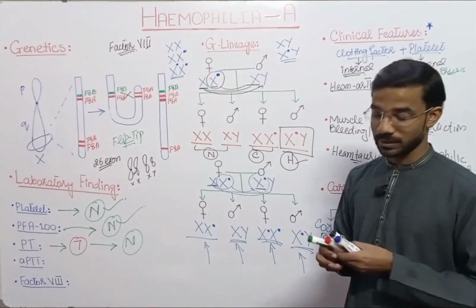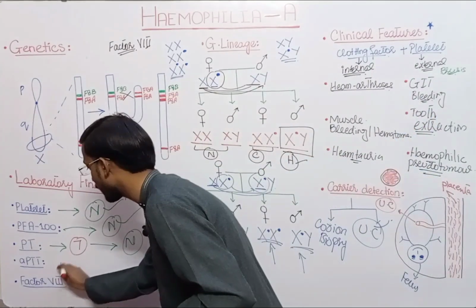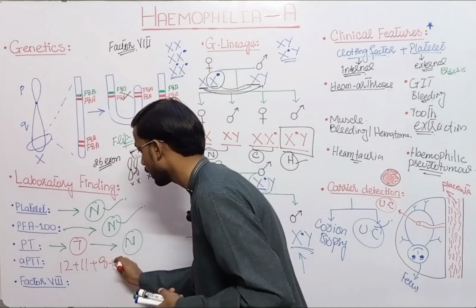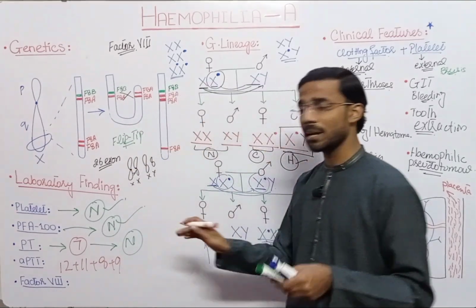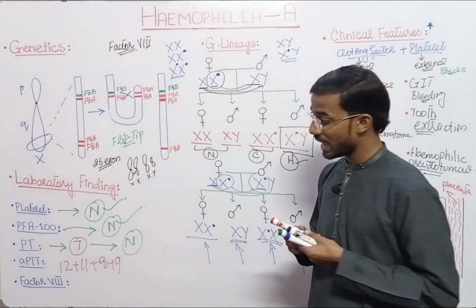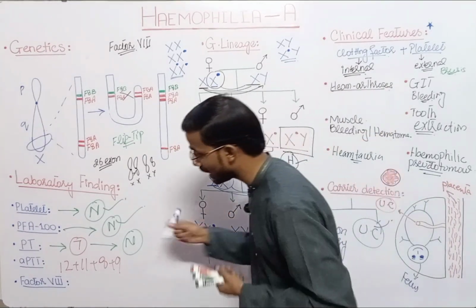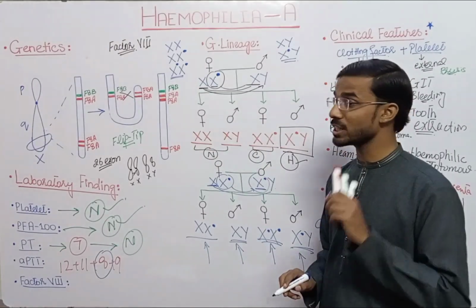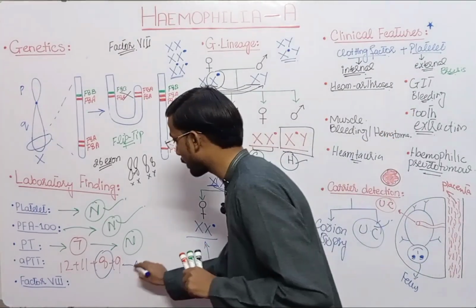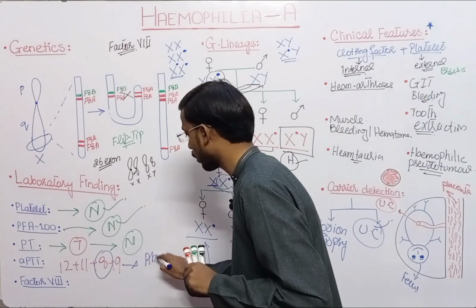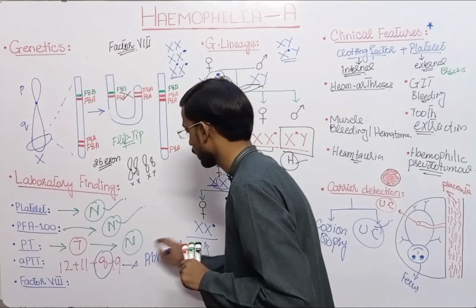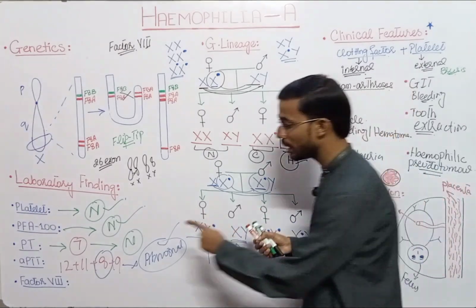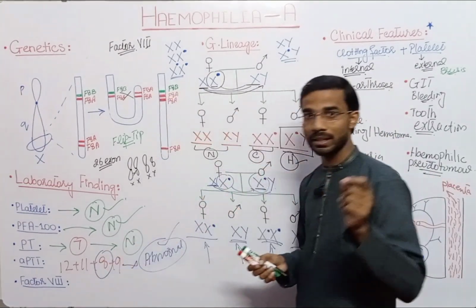And APTT, the most important components are 12, 11, 8, 9. So these are basically the clotting factors. In that situation, you see that here is clotting factor 8. So in that situation, APTT will be abnormal. PT will be normal because it does not involve factor 8.